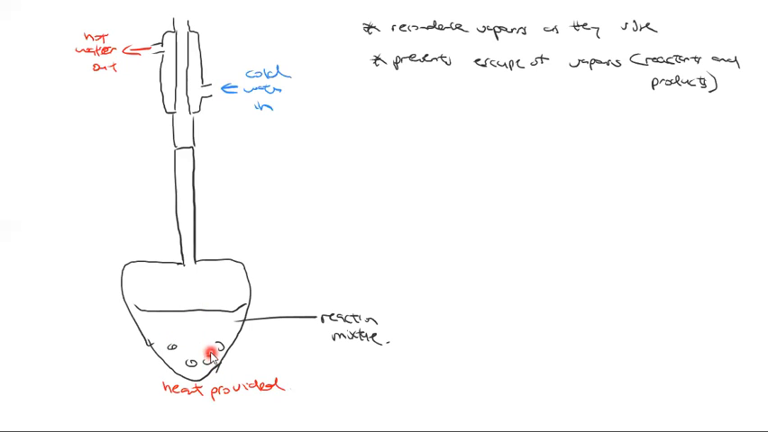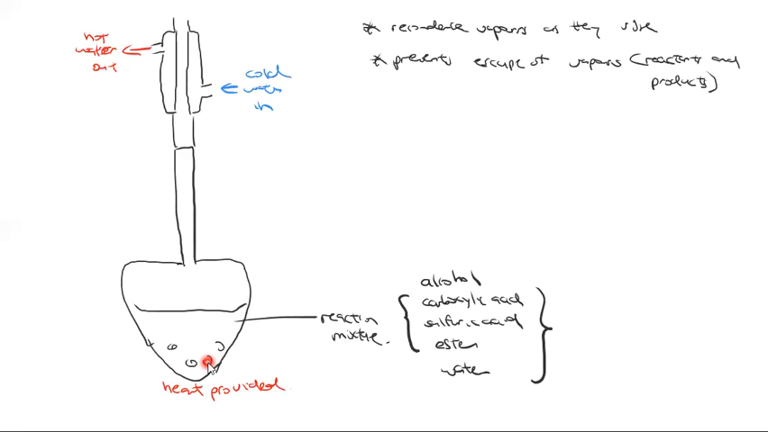Now, after some time, given it's in equilibrium, it will include your reactants, which is your alcohol and your carboxylic acid. It will also have your catalyst, which is your sulfuric acid. It will also have your ester and water. And so you've got all this mixture over here.